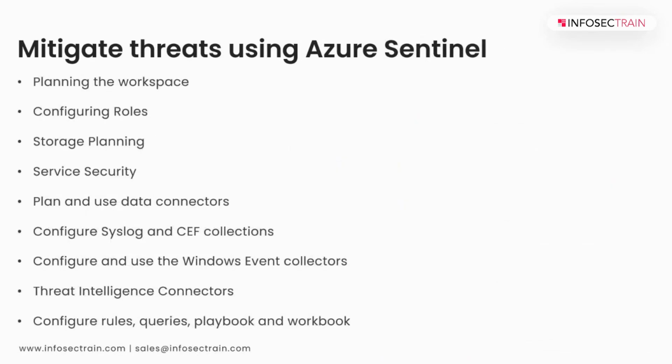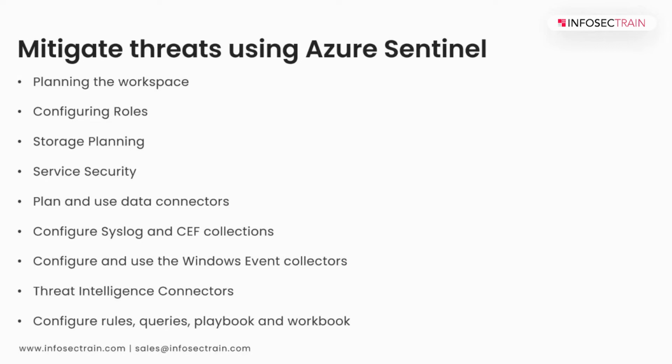Then we come to Azure Sentinel. In Azure Sentinel, the main topics include planning the workspace, configuring rules, storage, the security part, and planning and using data connectors. So how do you install a data connector? How do you use the logs from it? How are workbooks attached to a connector? Then comes the syslog part and the CEF collection of logs.